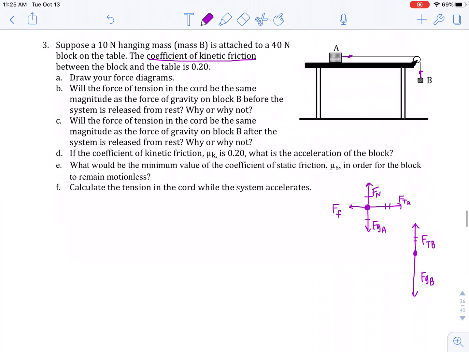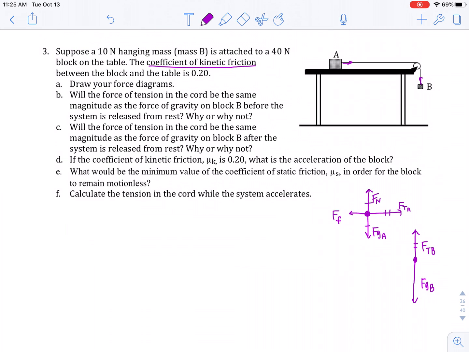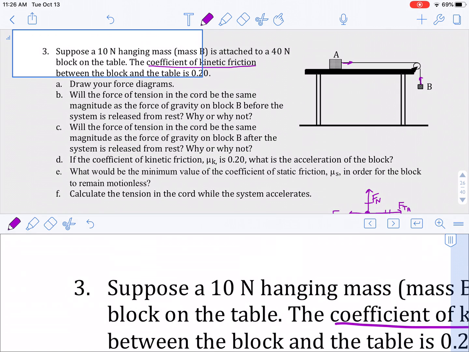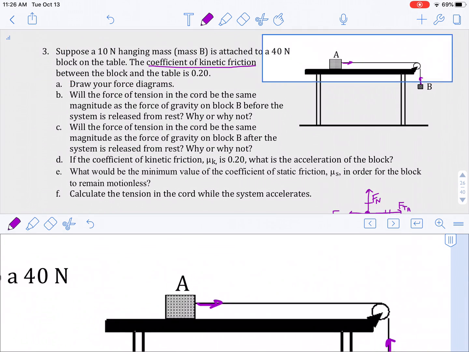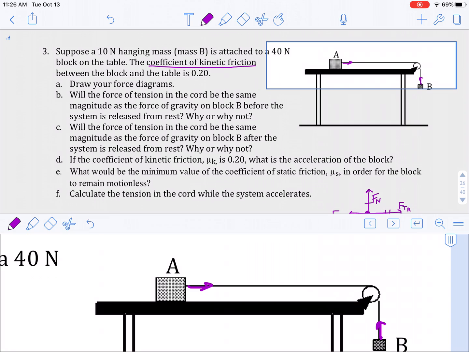So that's my first step always: draw my FBDs and identify anything that is the same. I identified FG and FN for A, and FT for A and B, as the same. Then I need to look at my axis of acceleration to make sure that I know what is positive and what is negative.